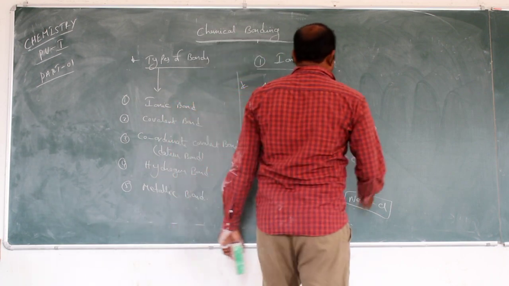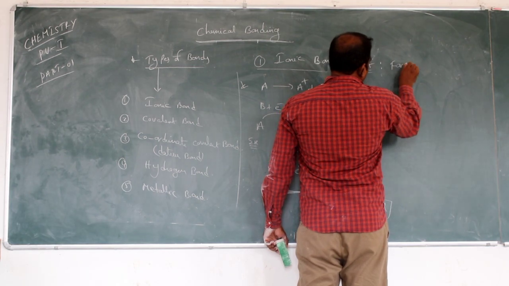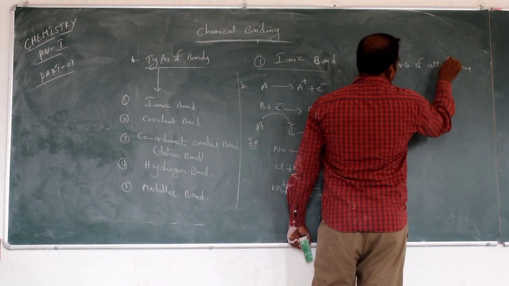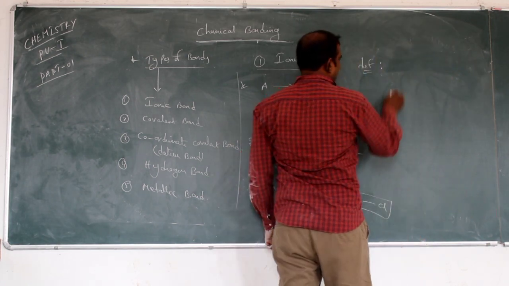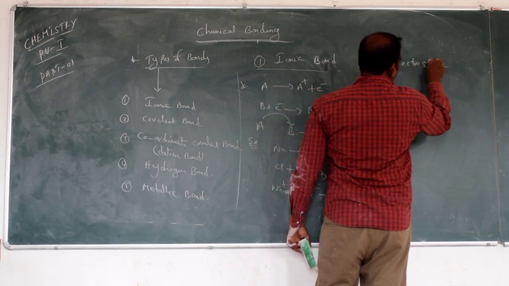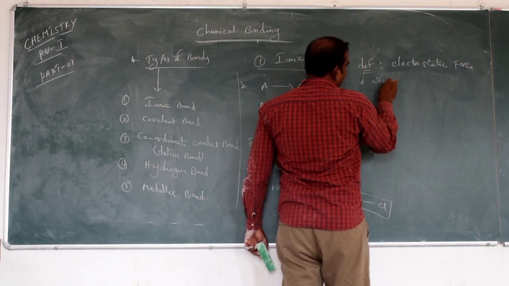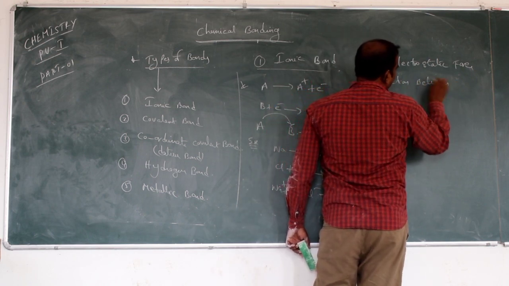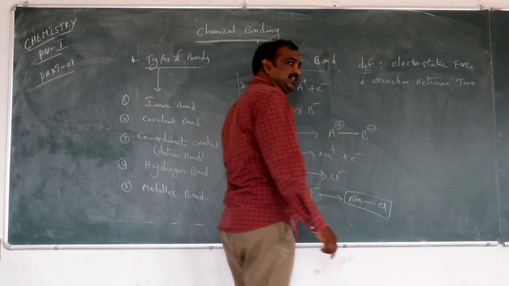So how can we write the definition here? Definition: the force of attraction. Here the force of attraction is there. Which force of attraction do we know? Between electrons, so electrostatic force of attraction between two oppositely charged ions.